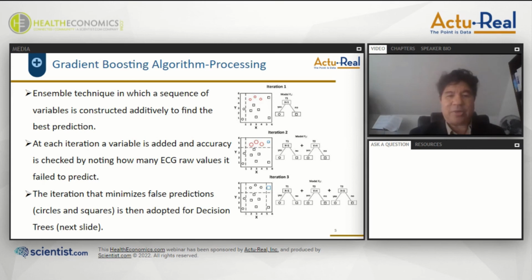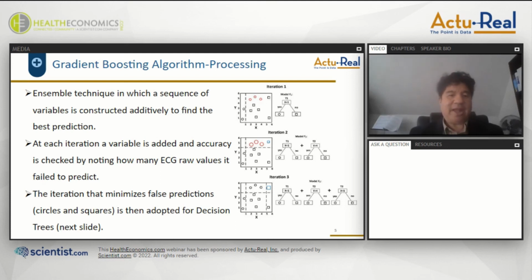And so at each iteration, a variable is added and the accuracy is checked by noting how many ECG raw values it failed to predict. And so what you see here in the diagram is that the colored red circles reveal misclassification errors or false negatives, if you will, and the blue squares are considered false positives. So that means that the algorithm failed to correctly predict those two.